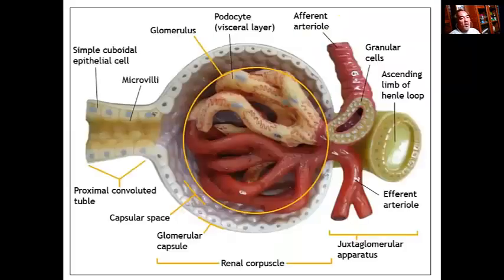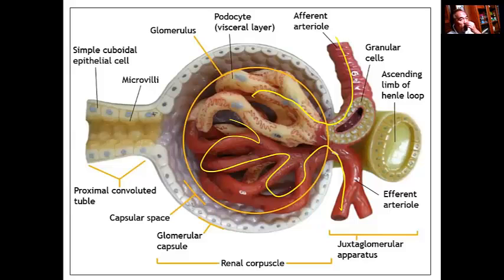Another picture, and remember afferent to the glomerulus. Then from the glomerulus becomes efferent. And how do I know this is afferent? Okay, because I see my distal convoluted tubule, or the assembly with the loop of Henle, monitoring the pressure at your afferent.